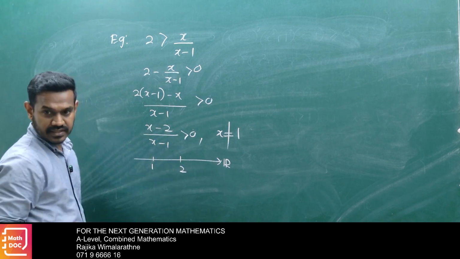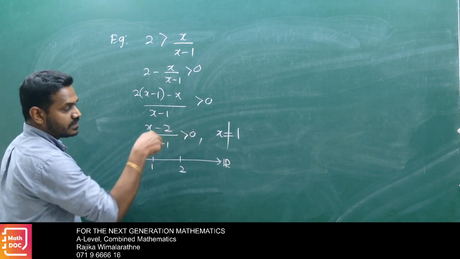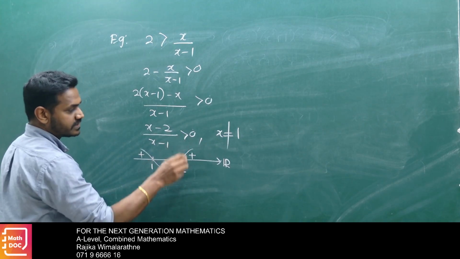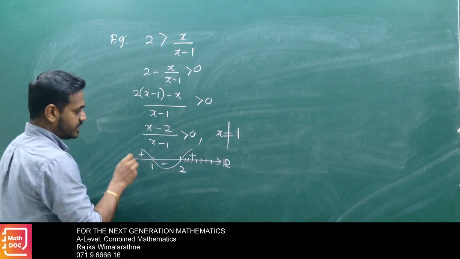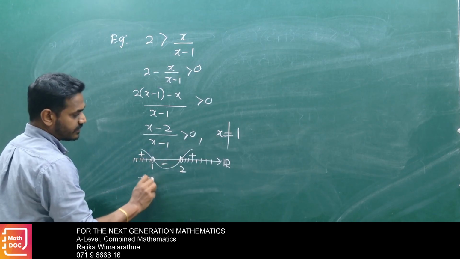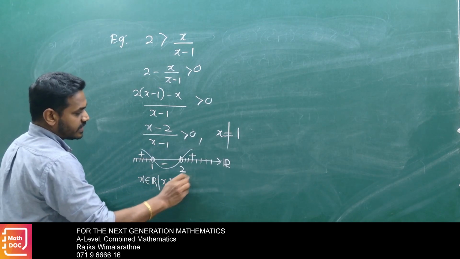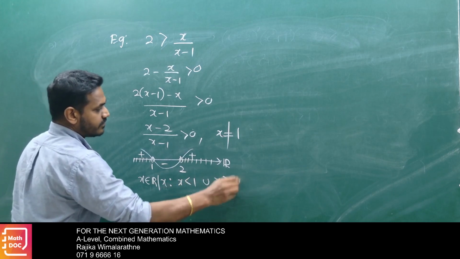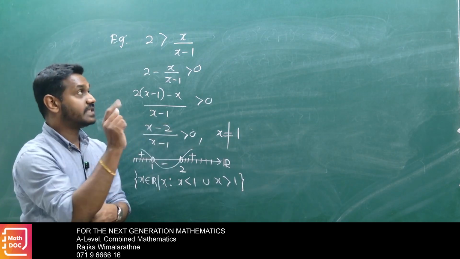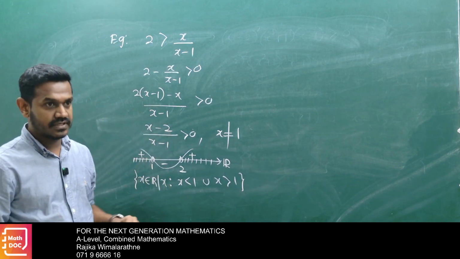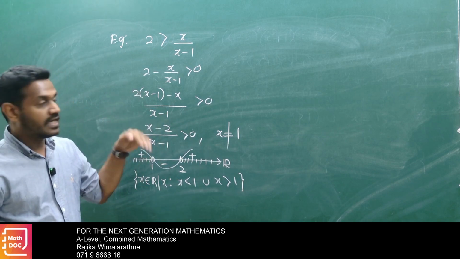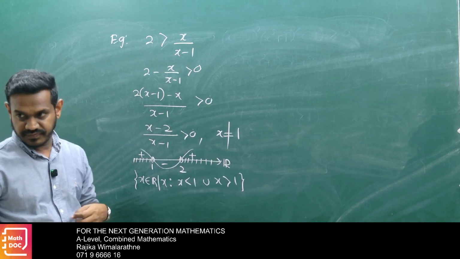Mark them on the number line. Now the whole thing must be positive. You do the same method, plus minus. Then one region here, another region here. So x is an element of the real set such that x less than 1 union x greater than 1. That is very simple. Especially remember cross multiplication is impossible. We have to take all terms to one side without cross multiplying, then simplify and factorize the numerator and denominator.